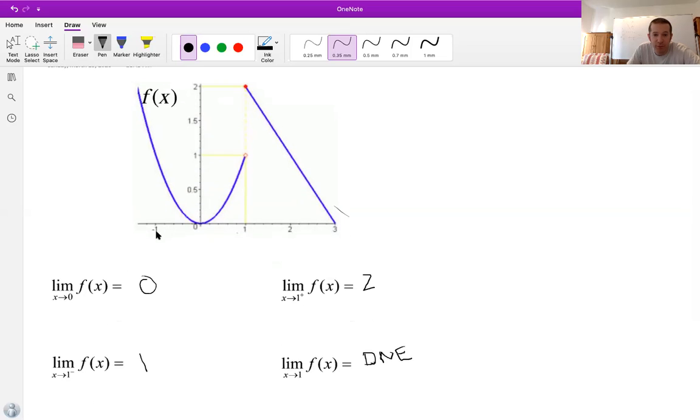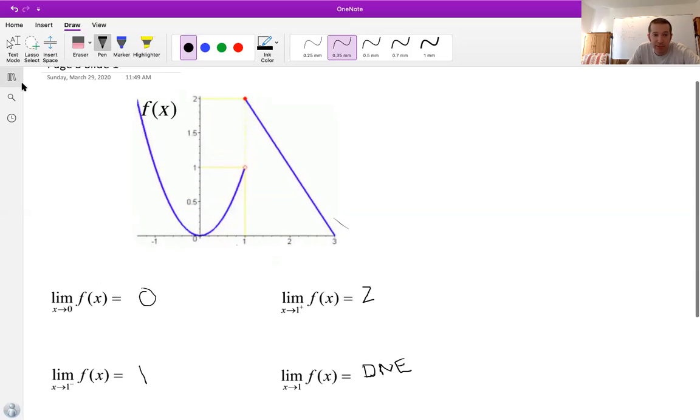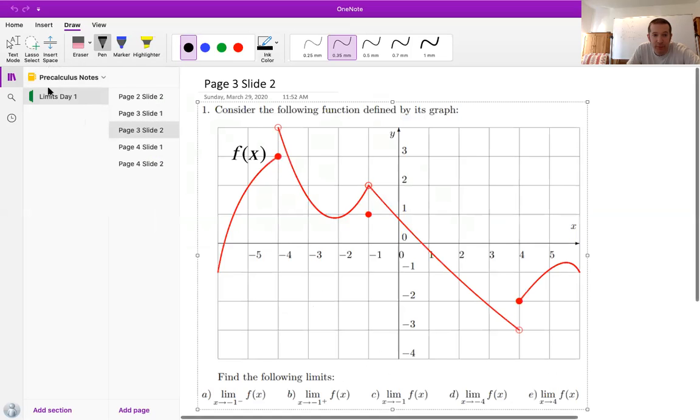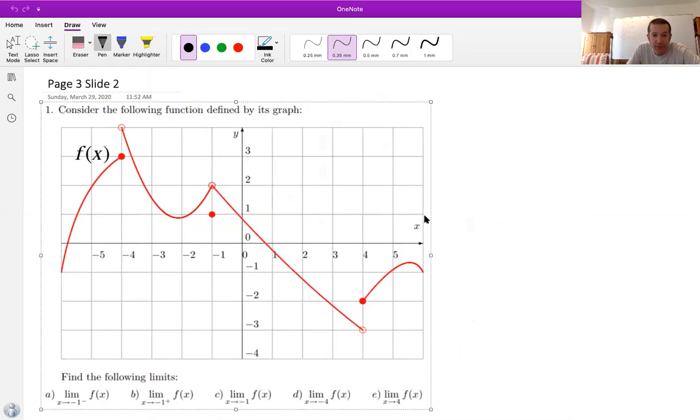This one to me is pretty straightforward. I don't expect you guys to be able to do this at this point. This is a bigger picture. This is the second slide on page 3. The picture is technically more complicated, but really it's just another picture.